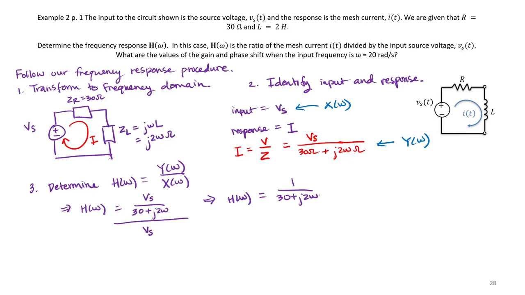So we've completed the first part of this question. The next part of the question asks us to find the gain and the phase shift if omega equals 20 radians per second. Let's go ahead and give this a try.